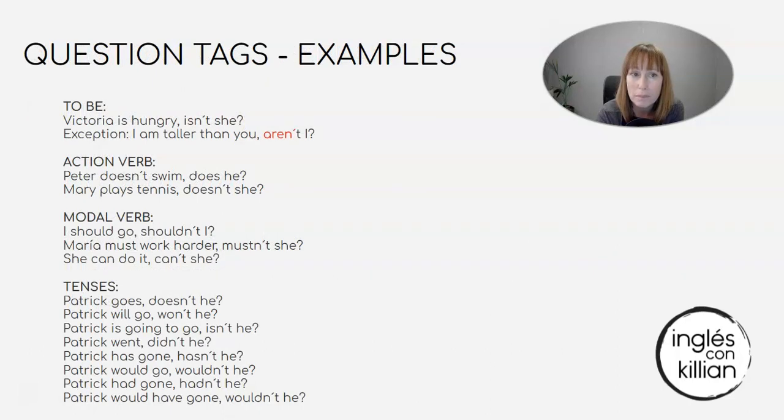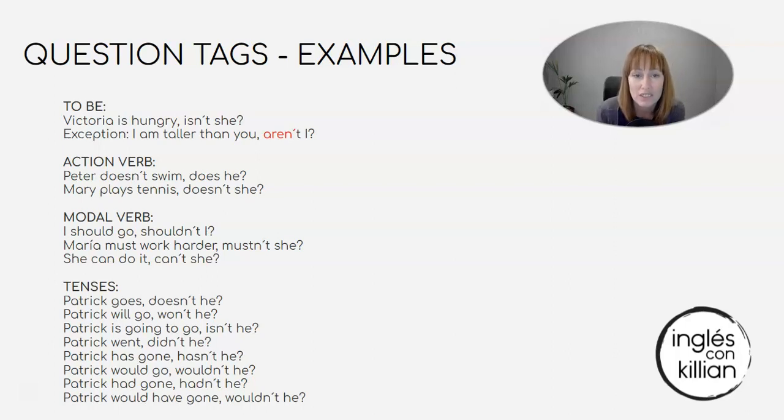Okay. So, some examples. Using the verb to be, Victoria is hungry, isn't she? Isn't Victoria? No, isn't she? There is an exception here with the question tags in the verb to be. I am taller, aren't I? It's natural to say am not I, but it doesn't make sense. Aren't I? I'm taller, aren't I?